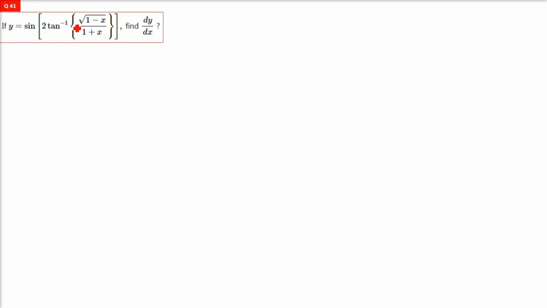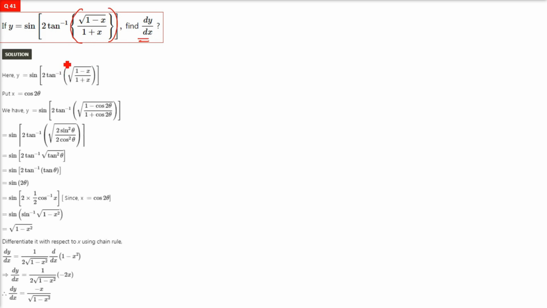Sin twice of tan inverse under root 1 minus x divided by 1 plus x. This under root is total, okay? Both the numerator and denominator are inside the under root. So what do we take? Because we need a tan inside. Okay? Just see the content.